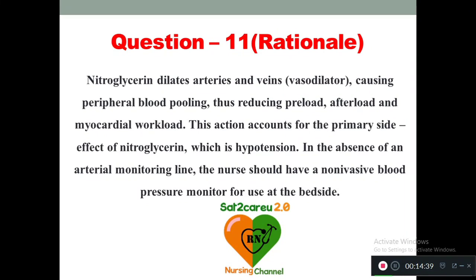The rationale: nitroglycerin dilates arteries and veins (vasodilator), causing peripheral blood pooling, thus reducing preload, afterload, and myocardial workload. This action accounts for the primary side effect of nitroglycerin, which is hypotension. In the absence of an arterial monitoring line, the nurse should have a non-invasive blood pressure monitor for use at the bedside.